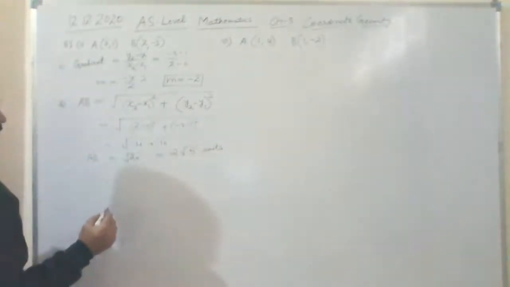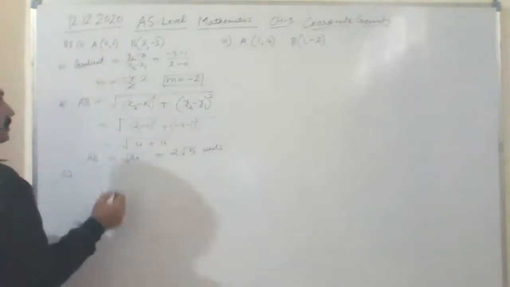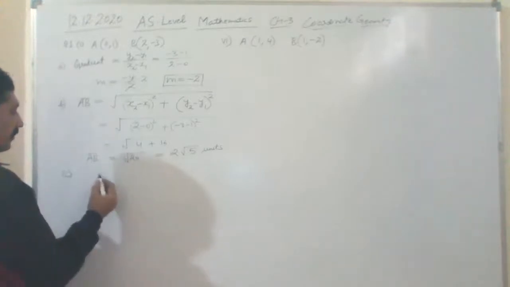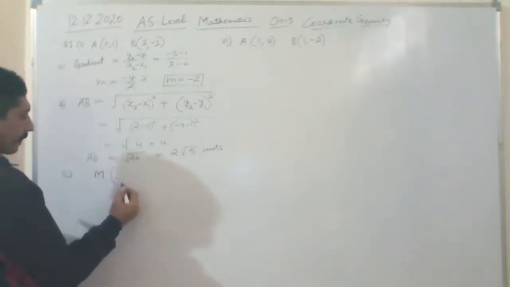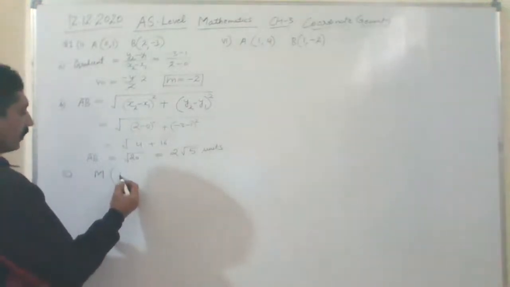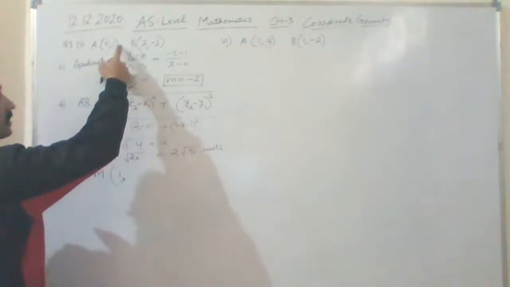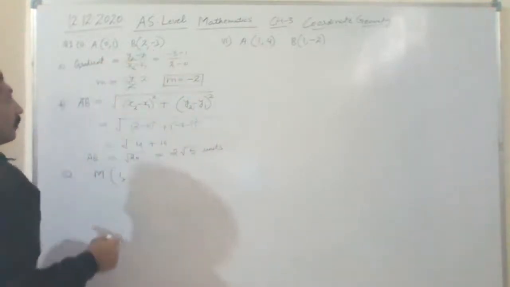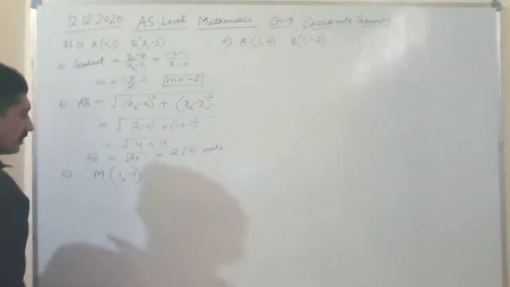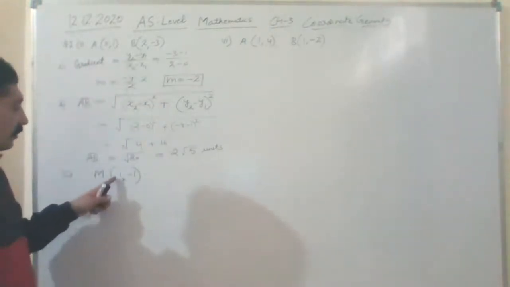Next is the midpoint formula. One is 0 plus 2 divided by 2, that is 1, and 1 plus minus 3, minus 2, minus 2 upon 2 is again minus 1. This is the midpoint. So the midpoint of the line segment AB is 1, minus 1.